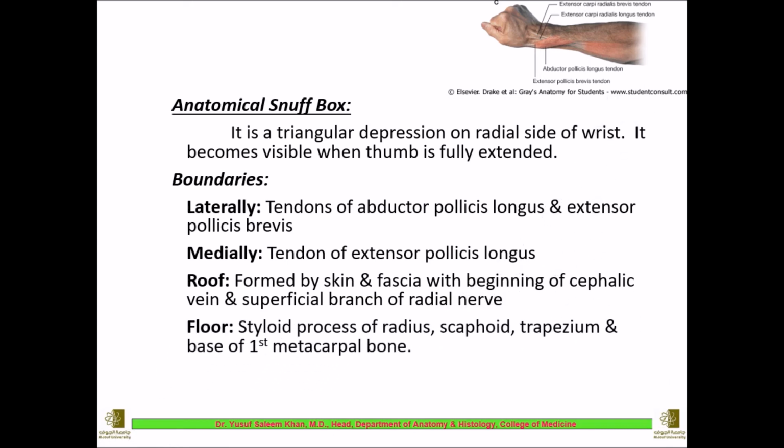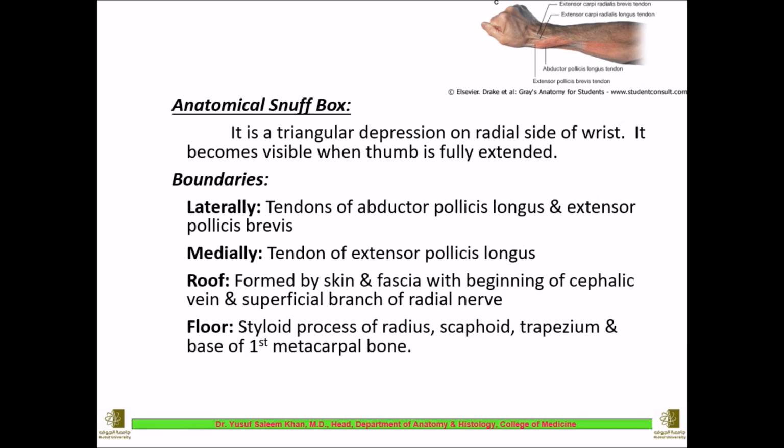And the floor of this anatomical snuff box is formed by the styloid process of the radius. As well as even the scaphoid, trapezium, and the base of the first metacarpal bone can be felt at the base. If you palpate this area, this is called the floor, where we can mainly feel the styloid process of the radius. Along with that, some of the carpal bones like the scaphoid, trapezium, as well as the base of the first metacarpal bone can be felt.